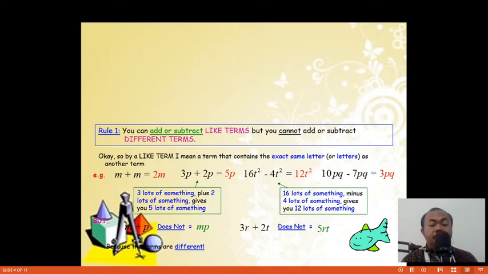Why? Because the terms are different. If the terms look alike or are the same, you can add the number and then continue with the terms. m plus m equals 2m. Okay.